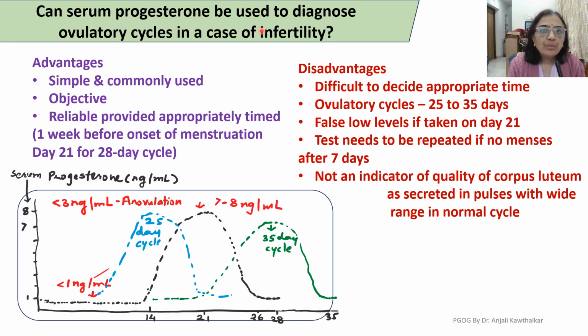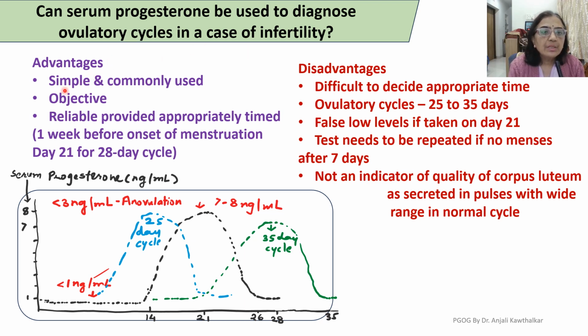Can serum progesterone be used to diagnose ovulatory cycles in a case of infertility? If you are asked what is your opinion, do you think serum progesterone is a good test, or whether you will advise serum progesterone testing in a case where you want to assess the ovulatory function?